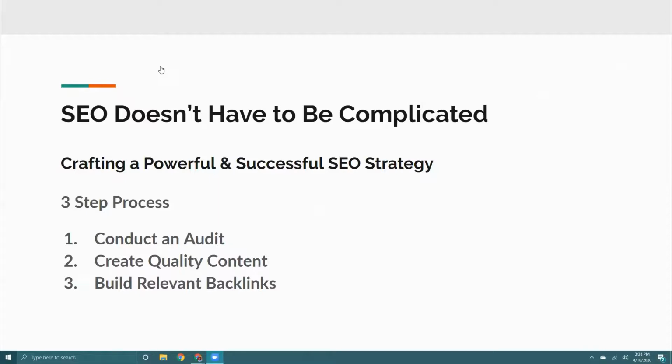Really what I use is a 3-step process for SEO. The first thing I do is I conduct an audit of the website. I want to know exactly where you stand right now, what kind of technical SEO things need to be implemented, and what kind of on-page and off-page SEO strategies we're going to go for.